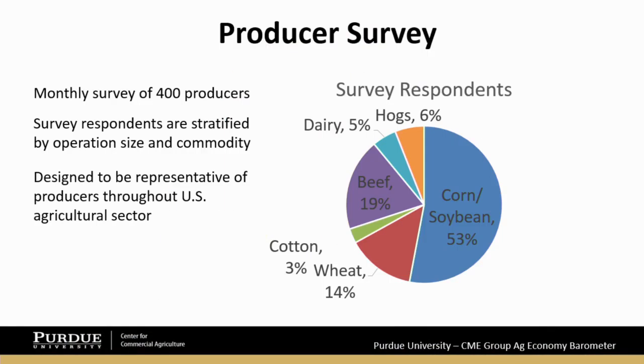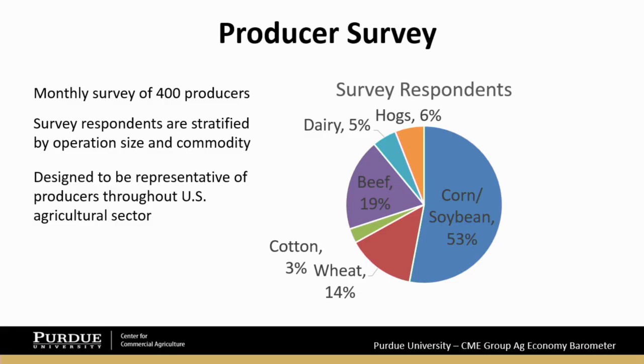It's really based on a survey of producers. Each month we survey 400 producers around the United States. The survey respondents have actually been stratified in a way that they're really representative of U.S. agriculture. We really tied it back to the Census of Agriculture. So we've got it according to the pie chart there on the screen. You can see that about 53% of the respondents come from the corn and soybean sector, 14% produce wheat, 3% cotton, 19% produce beef, hogs about 6%, and dairy producers represent about 5% of the respondents.